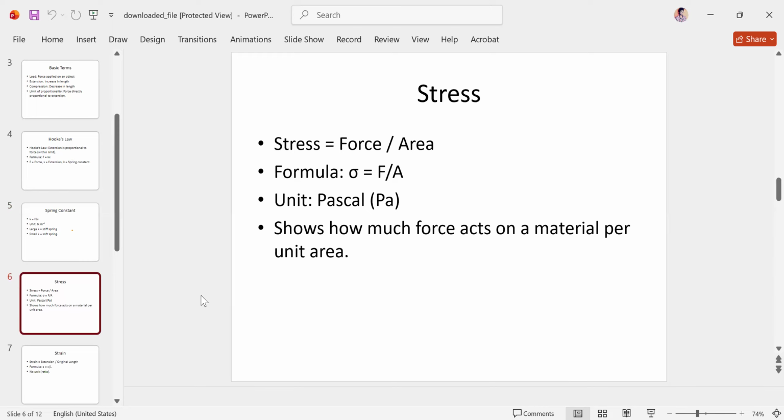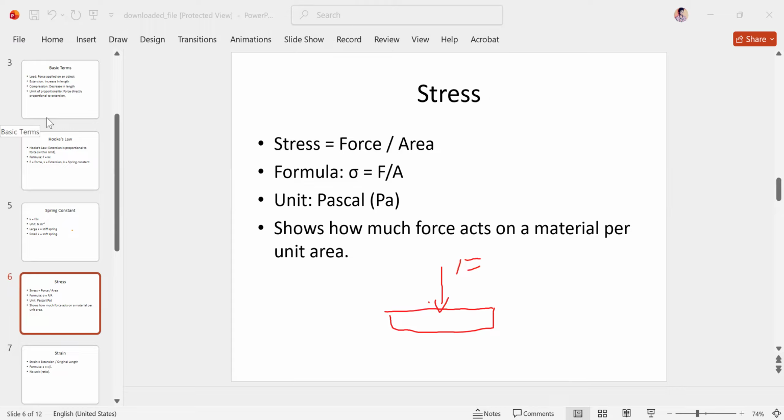After we discuss spring constant, we will move on to stress. What is the meaning of stress? Stress means the force applied on a body at a specific point of the body. It is called the stress. Suppose you take a body, and at that point, the center of this body, you apply a force.